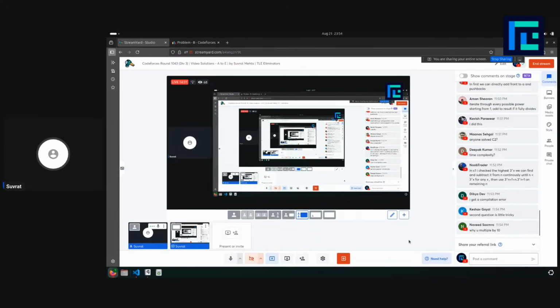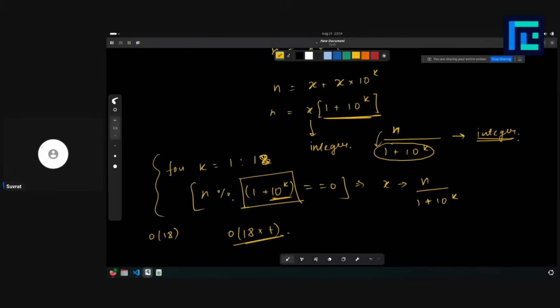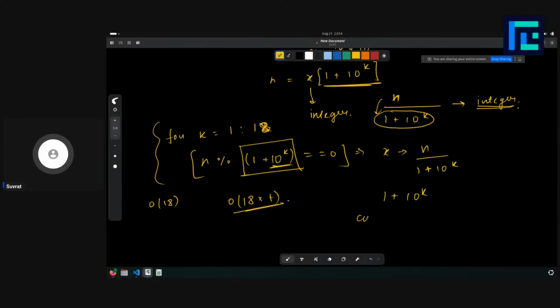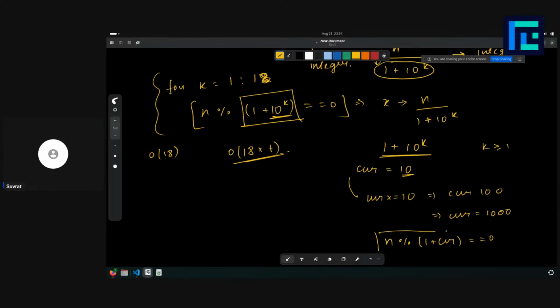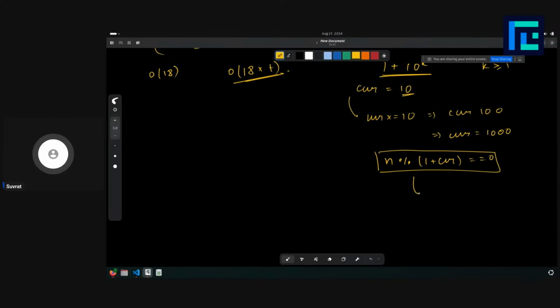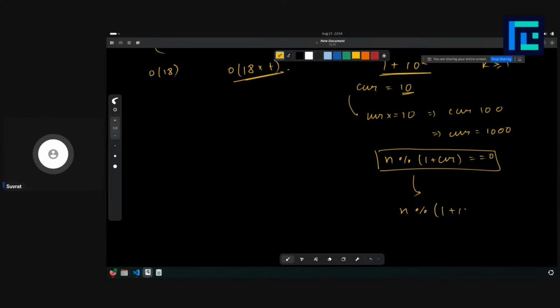You multiply by 10. Basically, we need values of 1 plus 10 to the power k, right? So I initialize a variable cur with an initial value of 10, since k is greater than or equal to 1, and then in each iteration I just multiply cur by 10. So cur becomes 100, then cur becomes 1000, and basically I'm checking if n divides 1 plus cur or not. So this is the same as me checking n percentage 1 plus 10 to the power k.